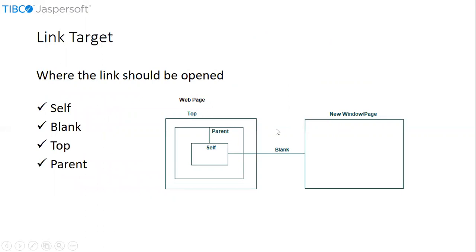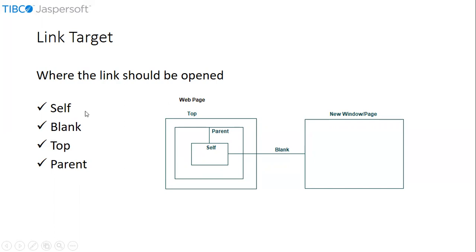Link target. The link target property specifies where the link should be opened. Link target has 4 options here. They are self, blank, top, and parent.